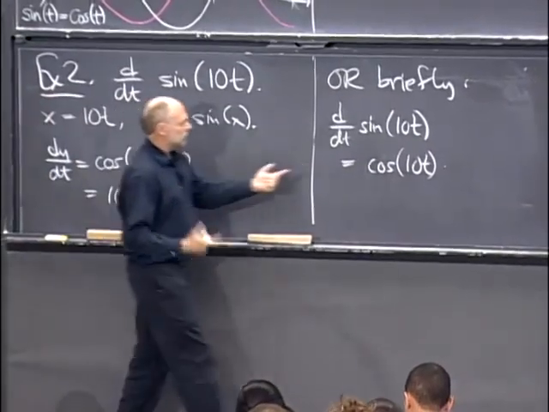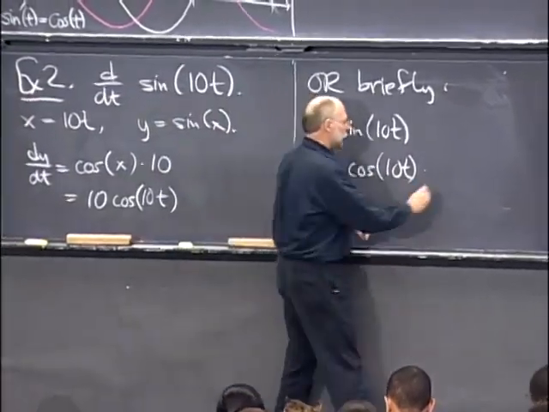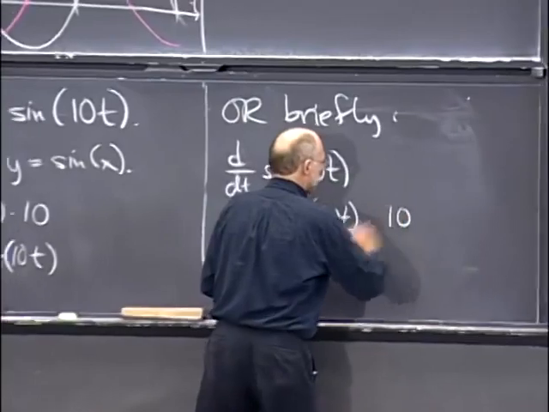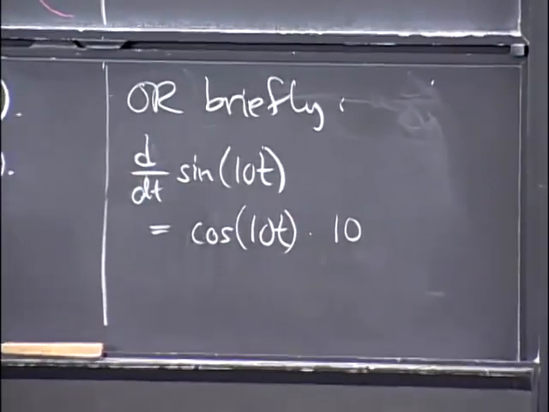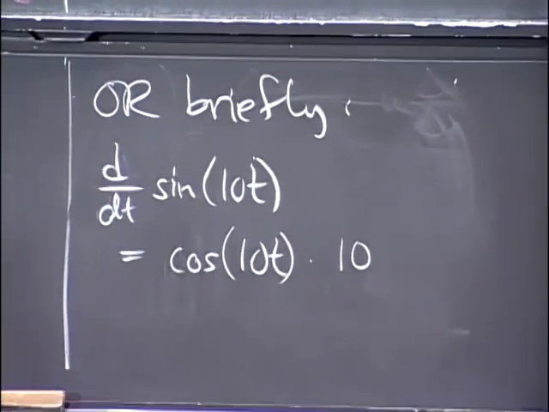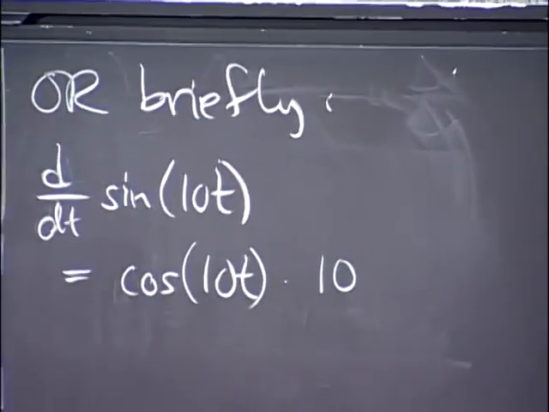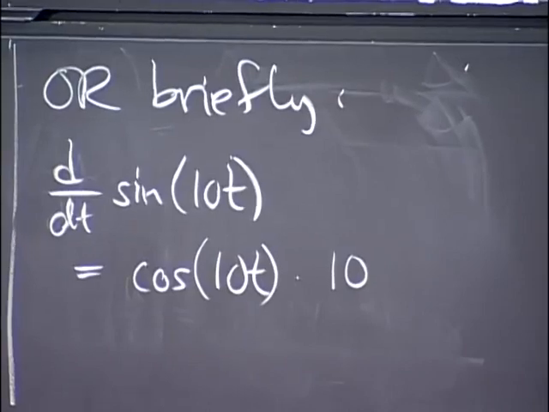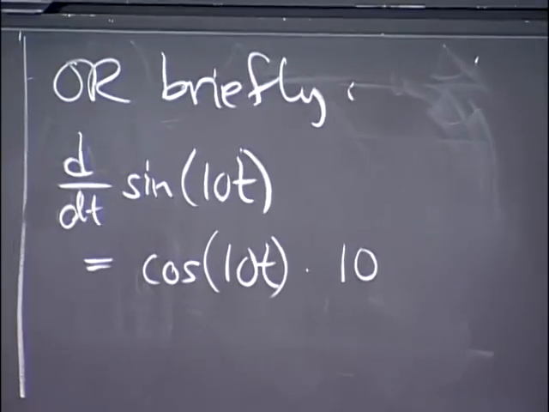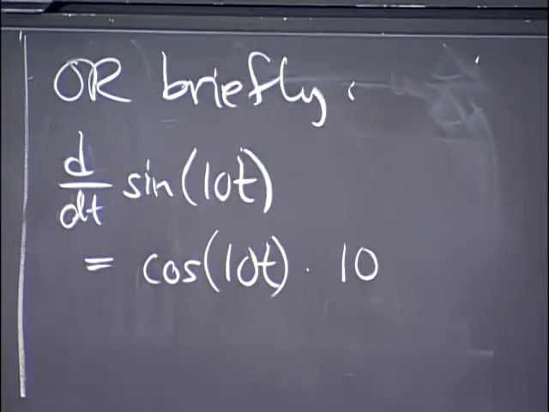I'm not quite done yet. I haven't differentiated the inside function. The derivative of 10t is 10. So you get, again, the same result. A little shortcut that you'll get used to. Really and truly, once you have the chain rule, the world is yours to conquer. It puts you in a very, very powerful position.